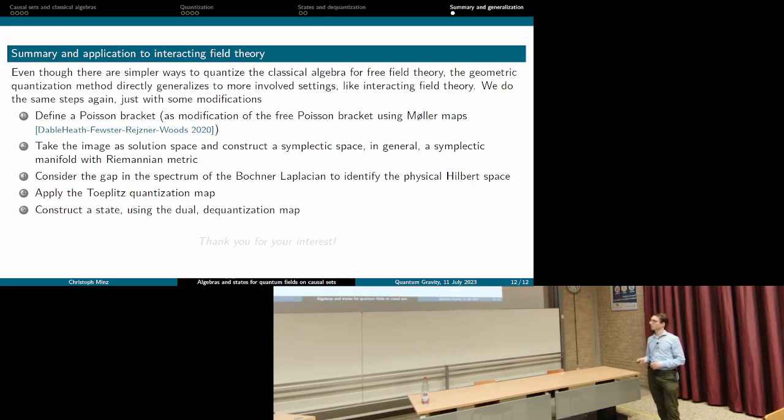And if we can find a dual, so this measure which I showed on a slide before, then you can find a dequantization map, and with this you can again define the state in a similar fashion. But that is something that we haven't finished yet, so we are thinking about this extension to interacting field theories. And with this, I thank you for your attention, and I'm here for questions.